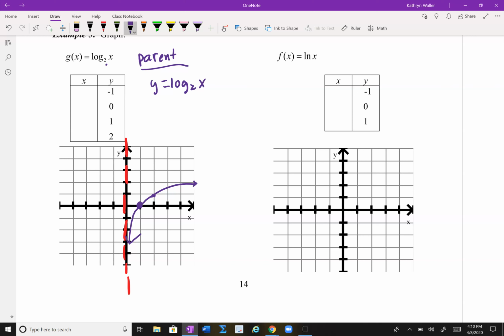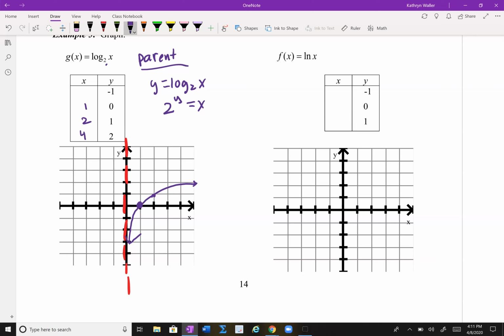So when you do a table with a log, I want you to convert it. So write it as 2 to the y power is equal to x, and then plug in values of y, because it's easier to deal with an exponential than a log. So if y is a 0, 2 to the 0 is a 1. If y is a 1, 2 to the first is 2. If y is a 2, 2 to the second is a 4.